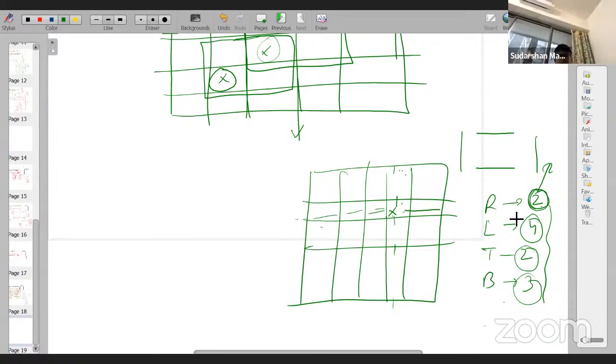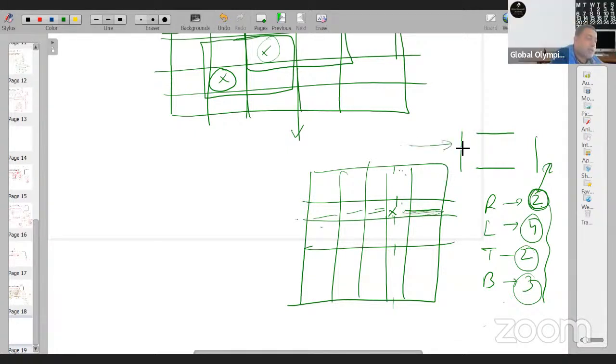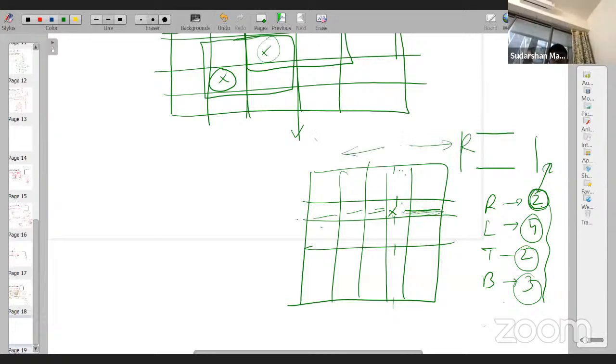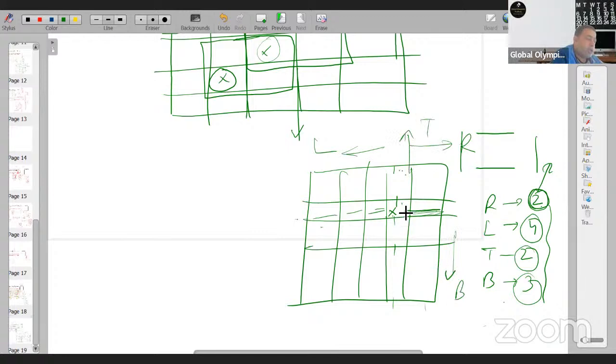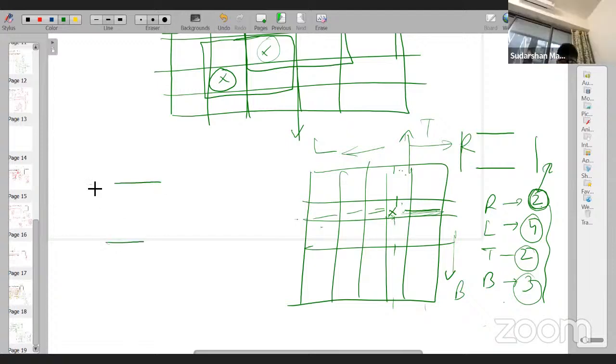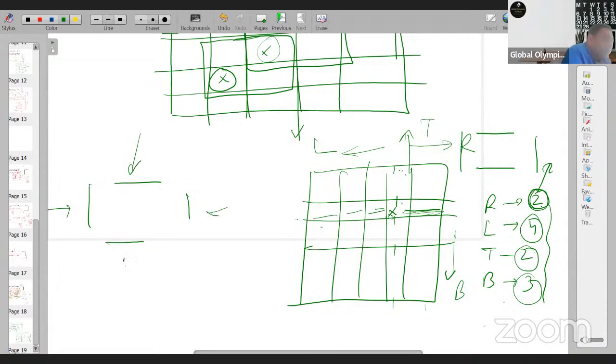So the 2 ones are from the left, 1, 2, and then the 2 ones are from the right. This is right, this is left, this is top, this is bottom. The lines have to be below the square to contain it. You have to choose one of this, one of this, and one of this.